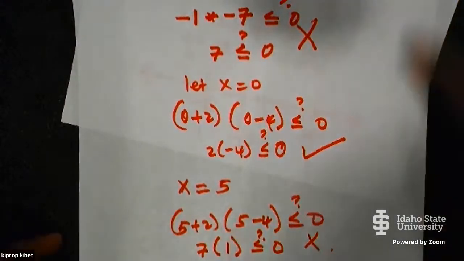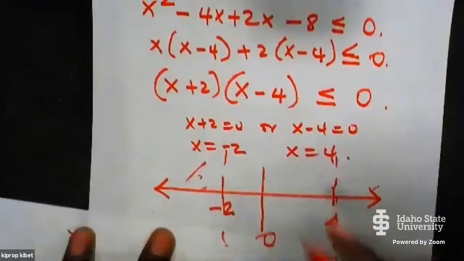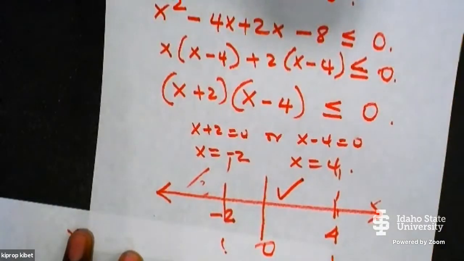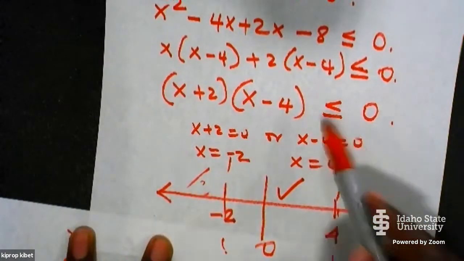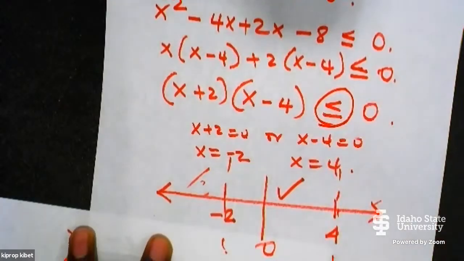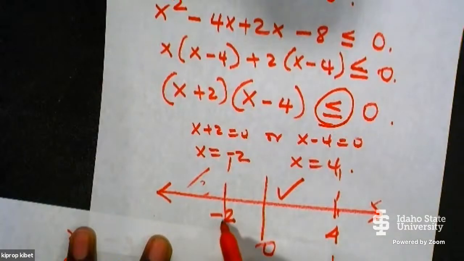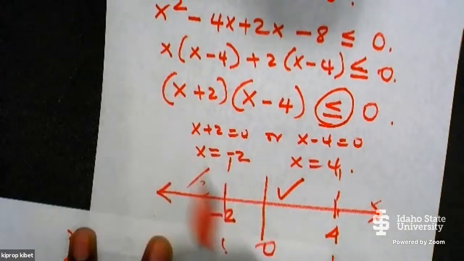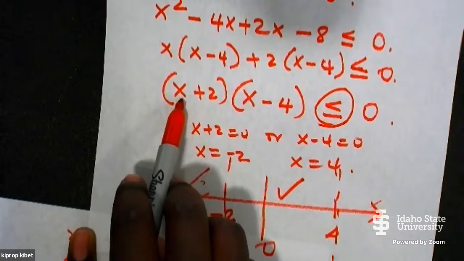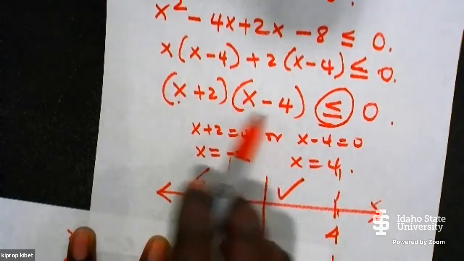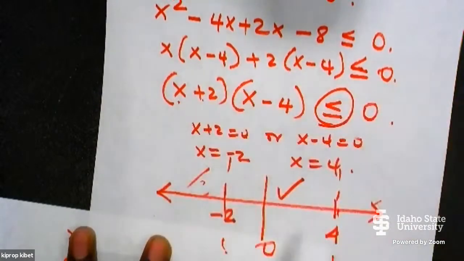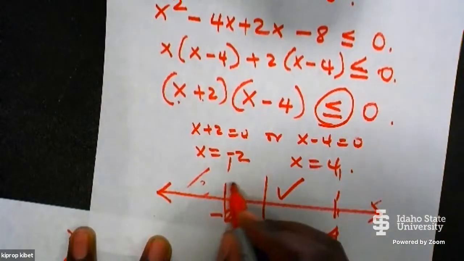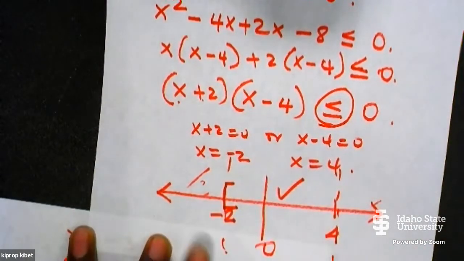So now we have which region? This region, right? Then looking at the inequality, when you slot in -2, all of this will be 0, right? So 0 is less or equal to 0. So 0 is equal to 0. That means we are including that region. We are including -2.